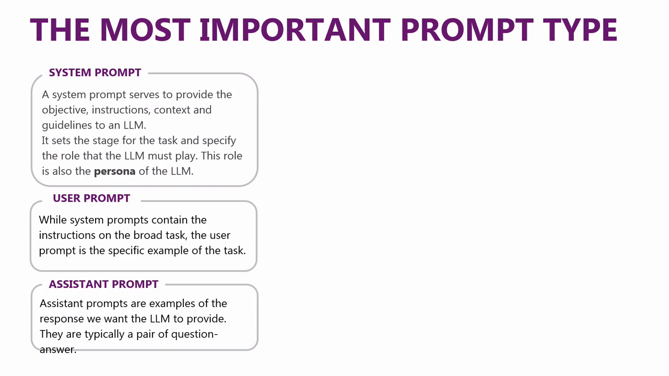User prompt is the actual specific example of the task. So while the system prompt has the general instructions and guidelines, user prompt is: do this, evaluate this translation. And then we have assistant prompts, and these are basically examples that we can include in the compositional prompt, where we want to help the LLM understand: if we have this question, then a good answer is this one. Assistant prompts are usually a pair of example question and example answer.